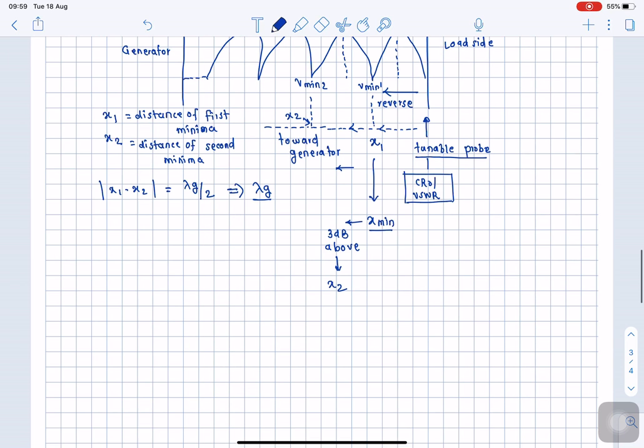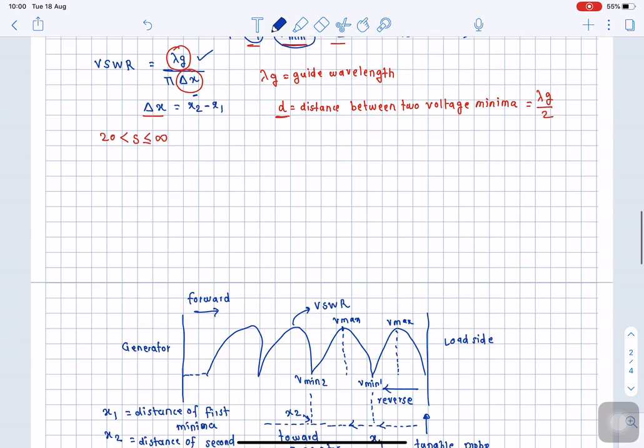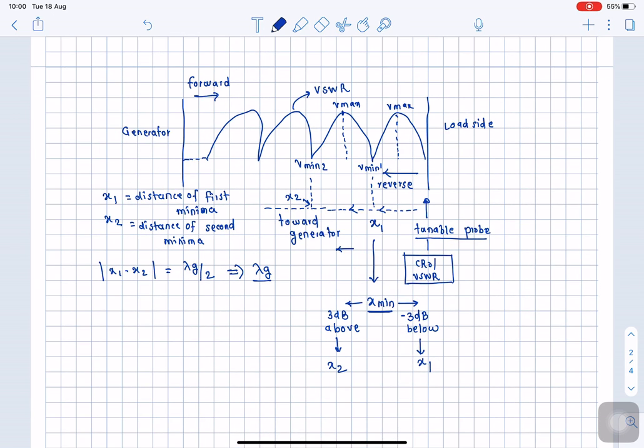Similarly, you again bring the tunable probe at x minimum, and then go on the right hand side. Now when you go on the right hand side, you will get 3 dB below, and the voltage or the deflection will drop, and this corresponding position is, say, x1. So you know the value of x2 and the value of x1, these are the distances. Here you can evaluate delta x is equal to the absolute value of x1 minus x2. So you know the delta x.